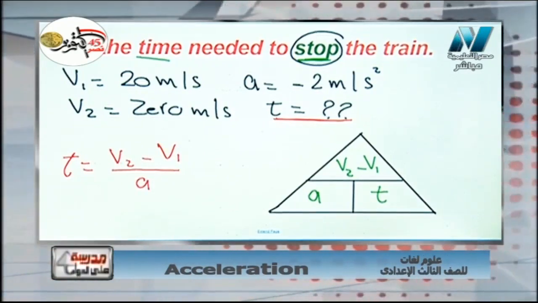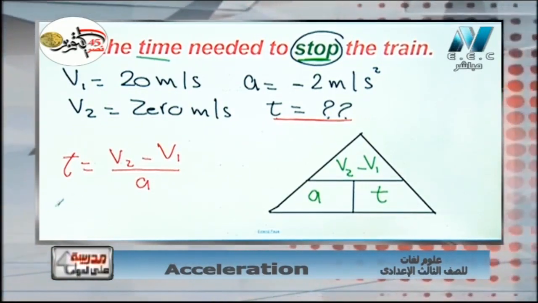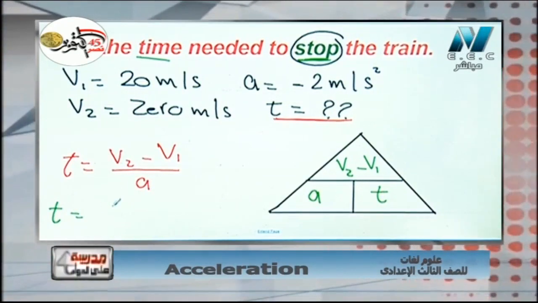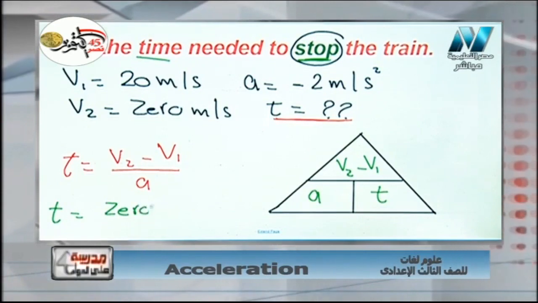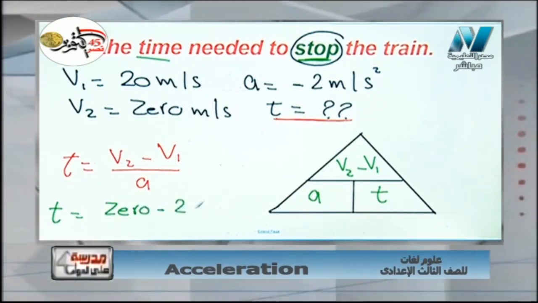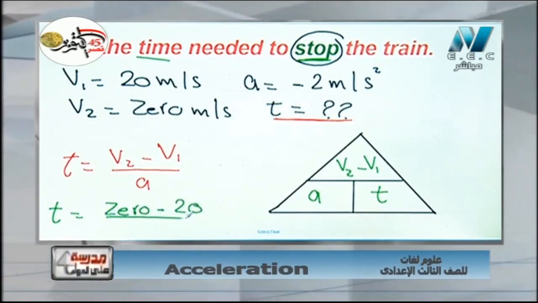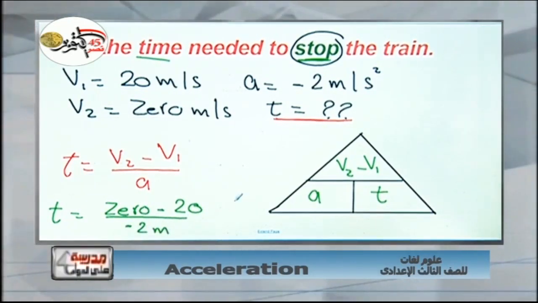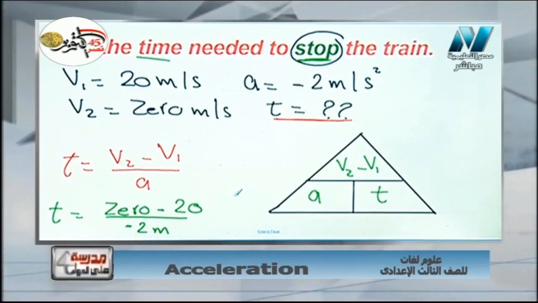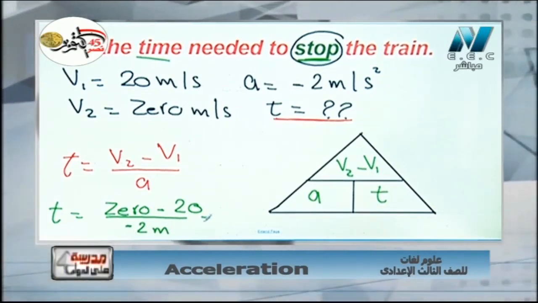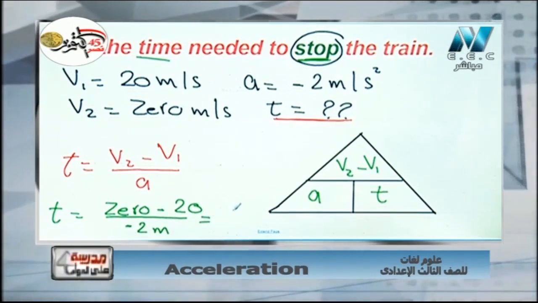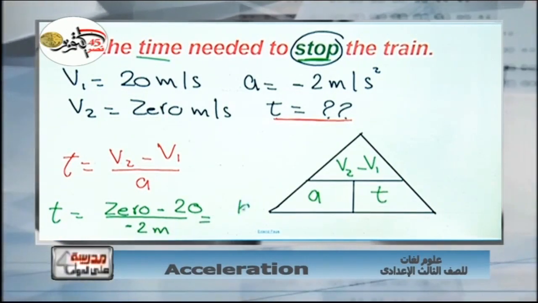So T equals V2, how many? 0, minus 20, over acceleration equal to negative 2 meters per second squared. So we have negative 20 over negative 2, which equals 10 seconds.